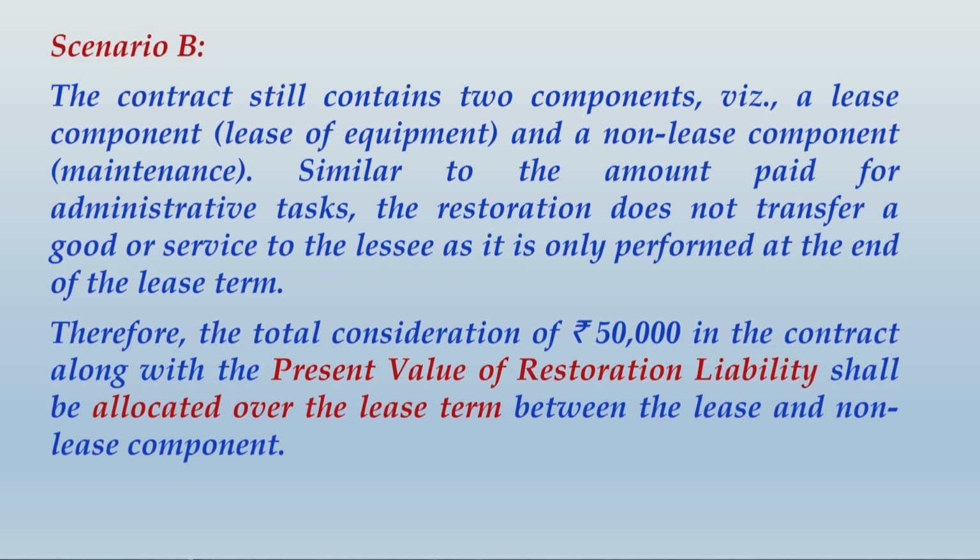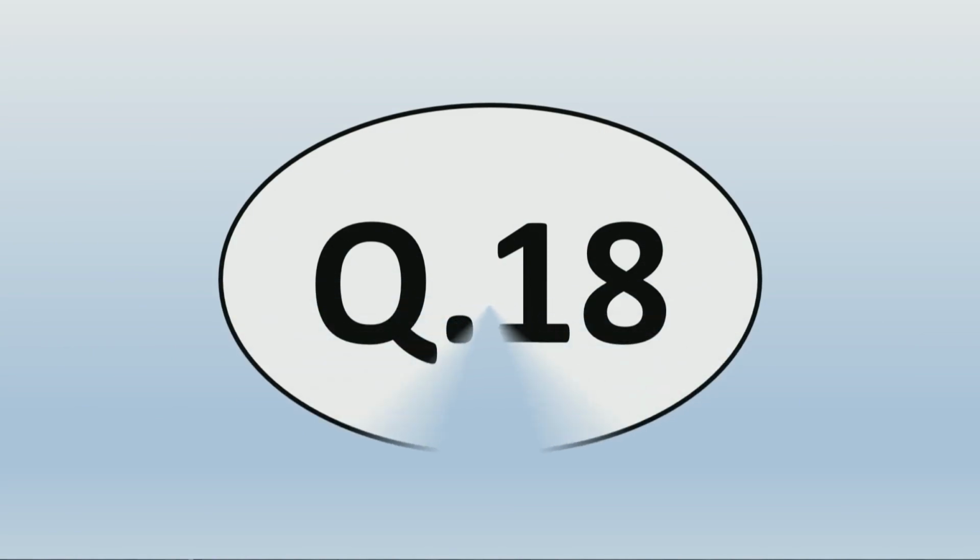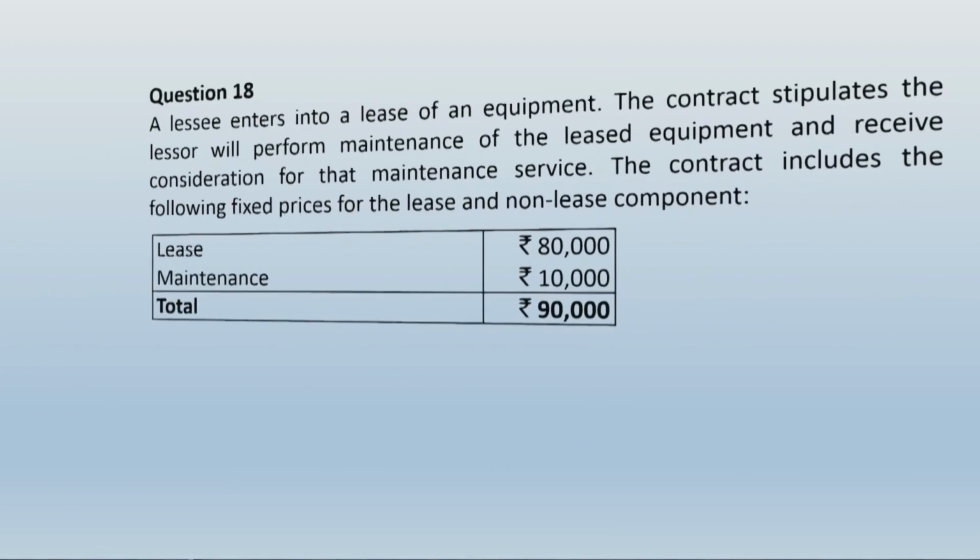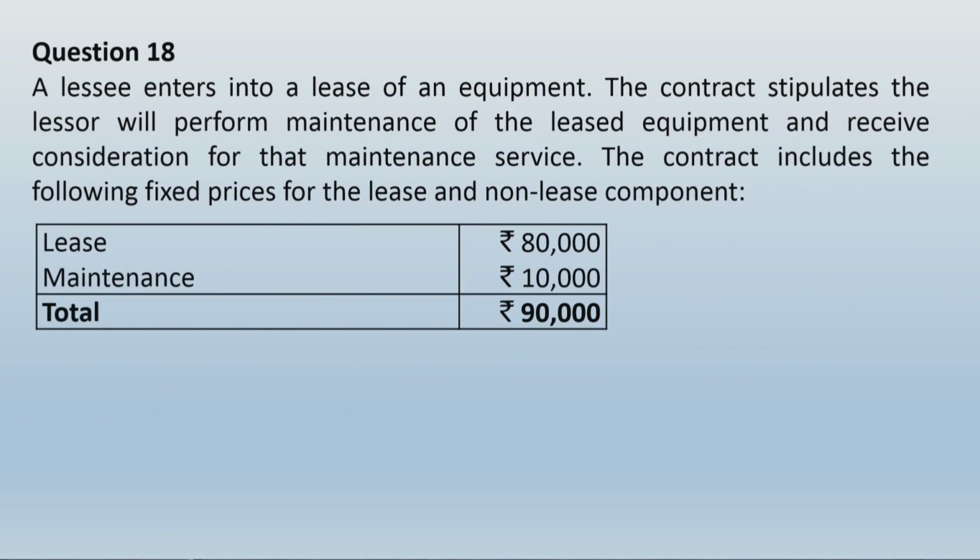Alright friends, you would have finished writing this answer. Let us move ahead and take up the next question, that is question number 18, and see what is given over here. A lessee enters into a lease of an equipment. The contract stipulates the lessor will perform maintenance of the leased equipment and receive consideration for the maintenance services. The contract includes the following fixed prices for the lease and non-lease component. Lease rupees 80,000 and maintenance rupees 10,000. Total amount payable is 90,000.